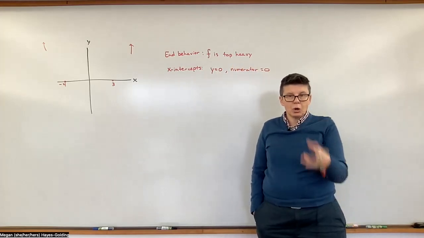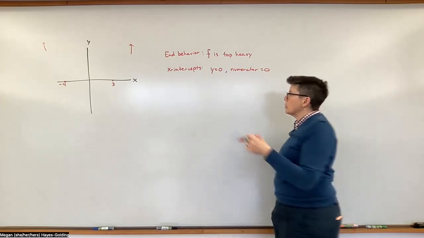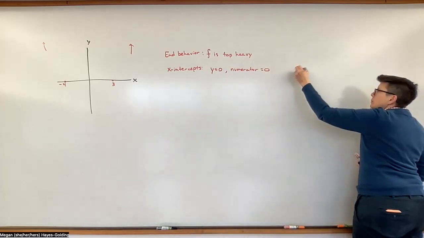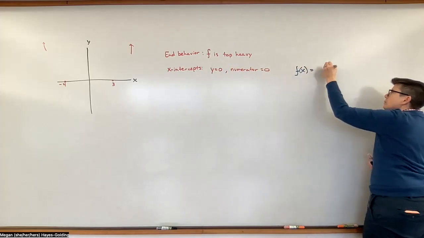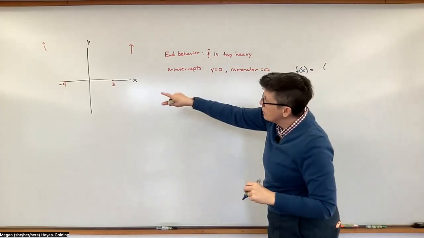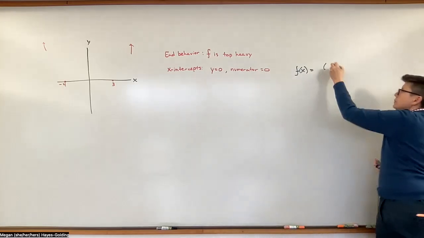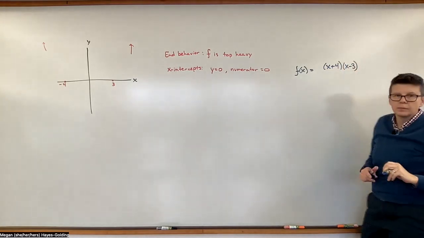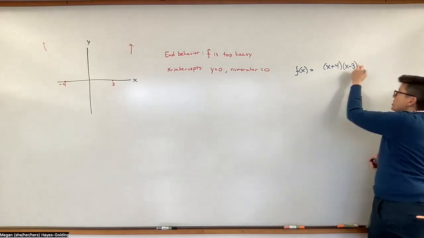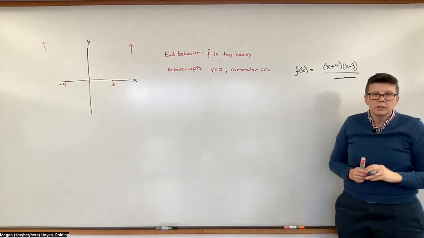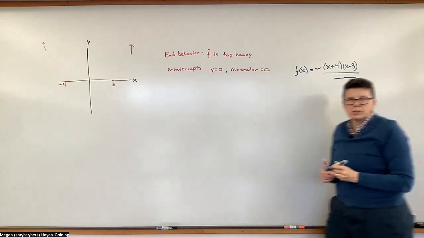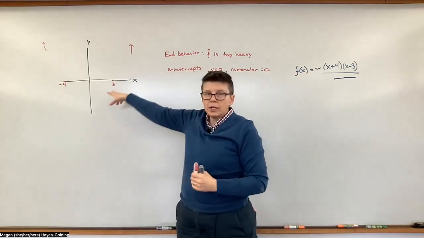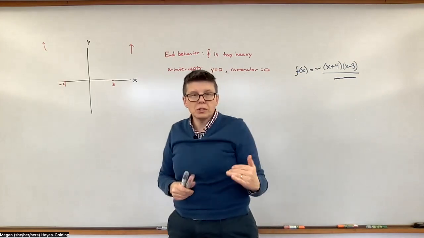Because I know what the two zeros are, I can write them in factored form. Let's start writing down the function. Factored form, -4 and +3. Now, whatever else is going on with this function, such as its denominator and its leading coefficient, I don't know yet what those are. But I do know that I've got those two factors in the numerator to create these two zeros. Let's go on to the next detail.